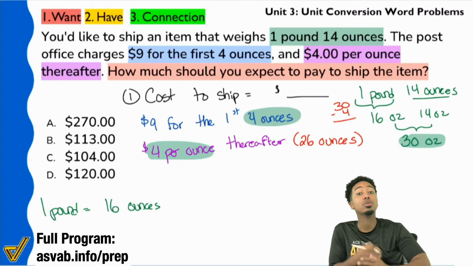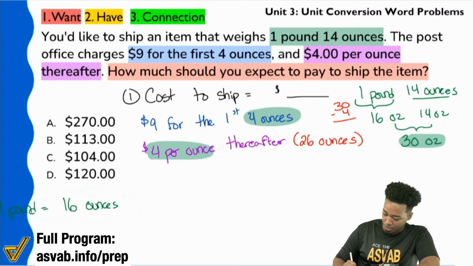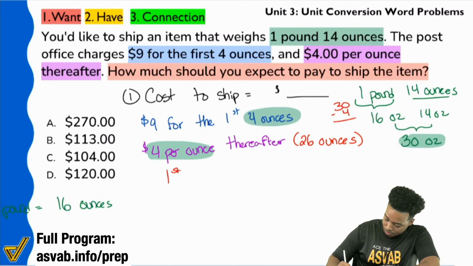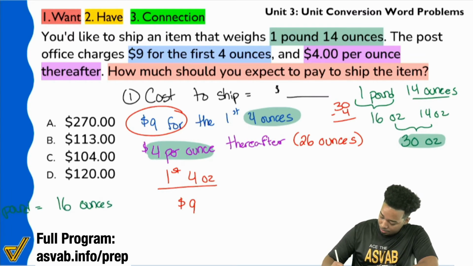Boom. So now that we know, we're good to go. Because here's what we can do. I'm going to structure it like this in terms of being able to visualize it for you nice and easy. We see that the first 4 ounces, that's going to be $9, like we said. We agree on that.